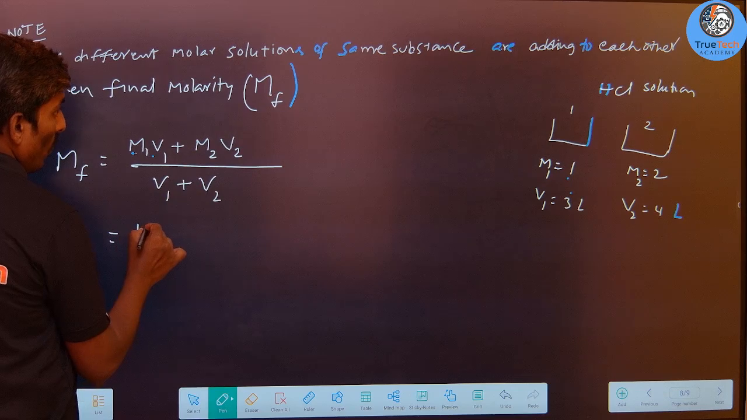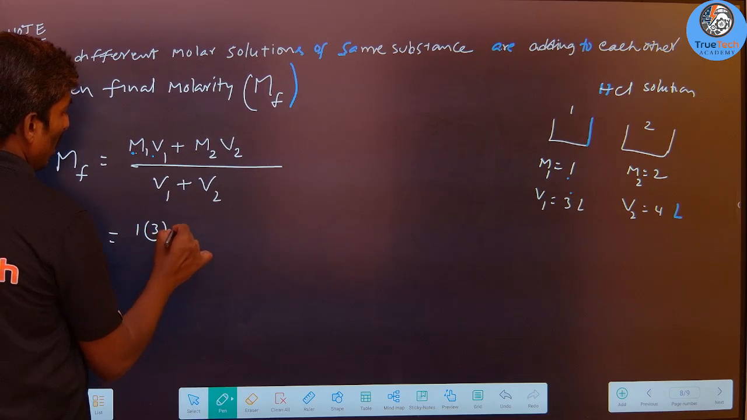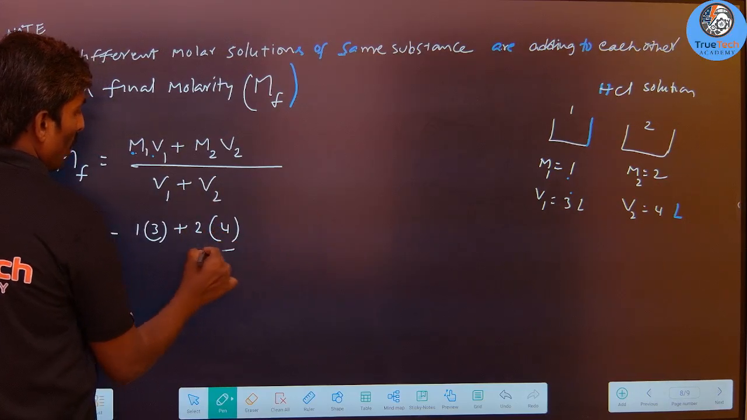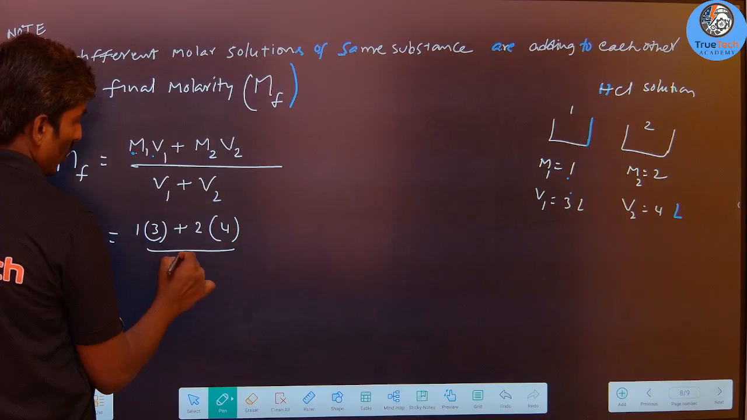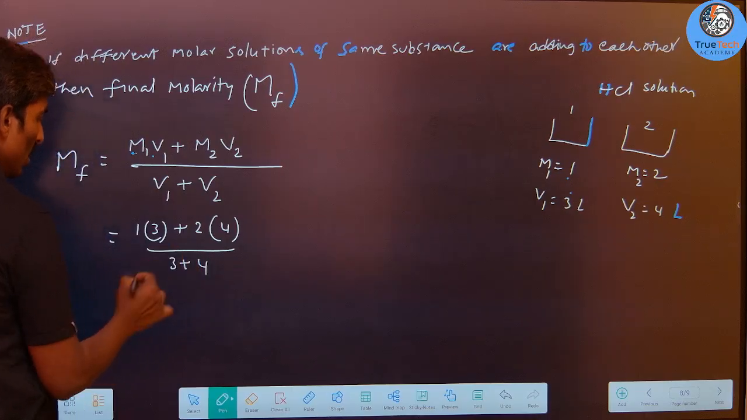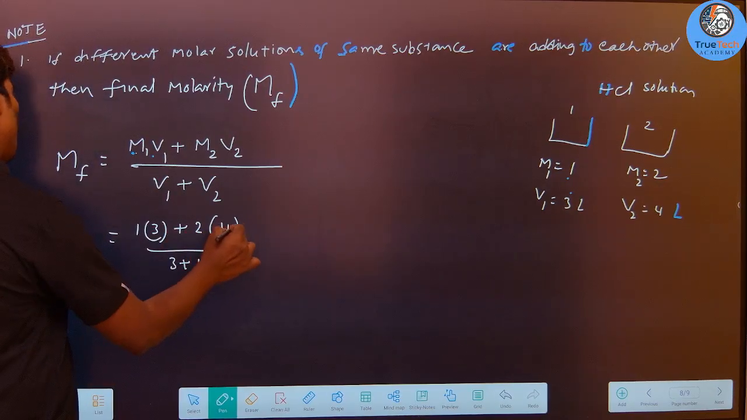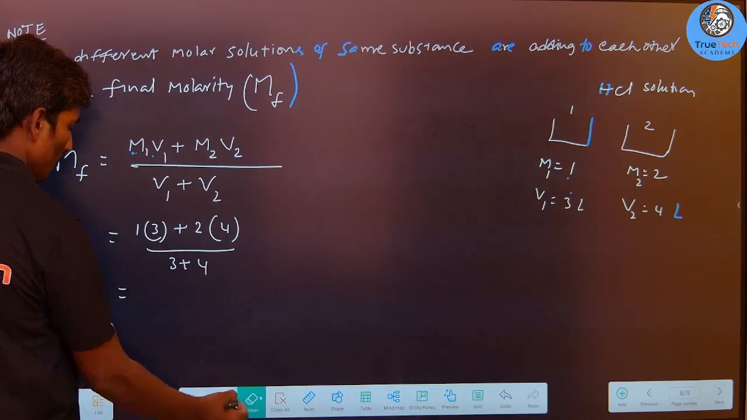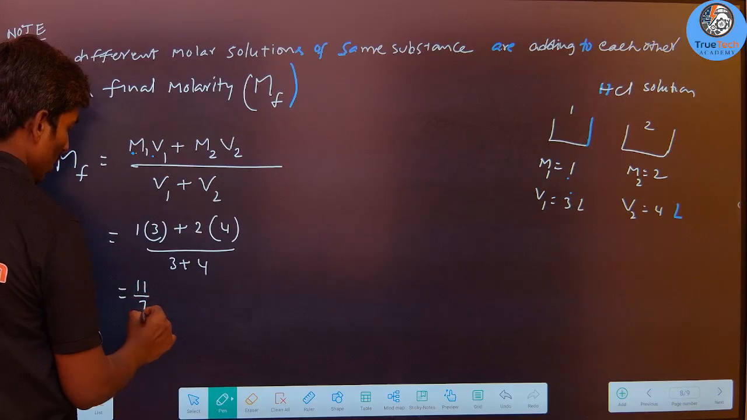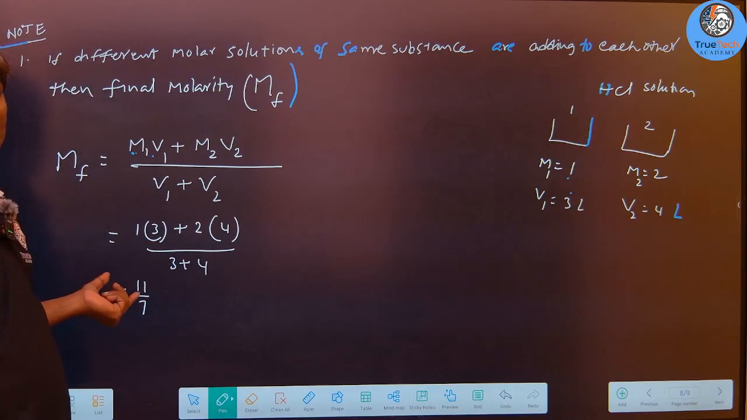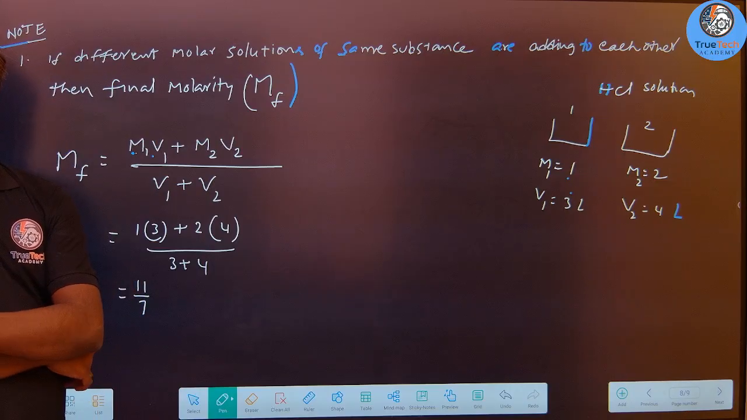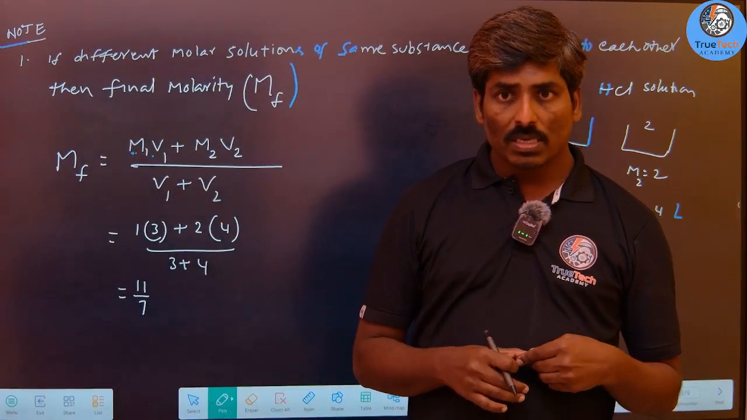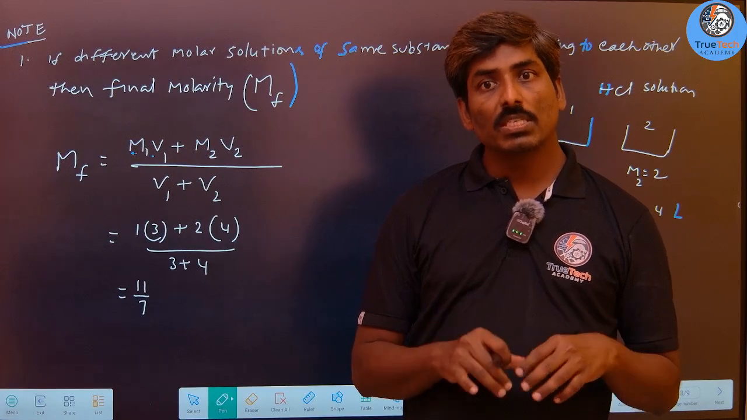M1 is 1, volume is 3 liter. Similarly, M2 is 2, volume is 4 liter. Total volume is V1 plus V2, 3 plus 4. Let us do the calculation: 3, 8, 11. So the final molarity is 11 by 7. This is how the final molarity of a solution is calculated when different concentrations of the same substance are mixed together.